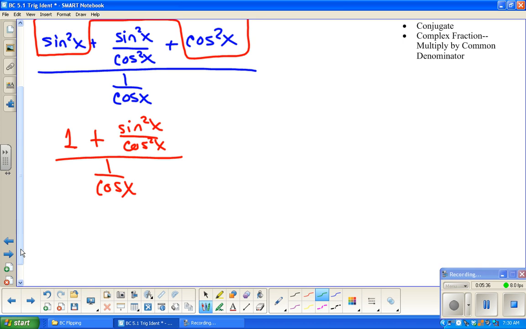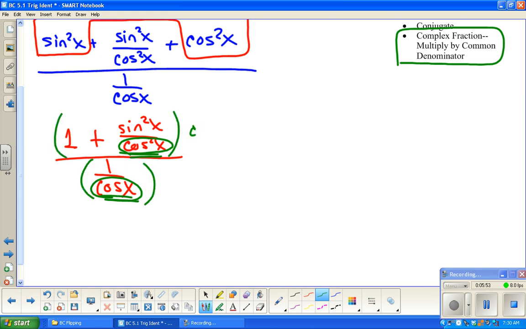Well, there's more than one way to approach this, but what I'm going to recommend is multiplying by a common denominator. Well, a common denominator has to have all of the factors of all of the denominators. So this has cosine in it. This has cosine times cosine. So what I'm going to do is multiply the top and bottom by cosine squared.